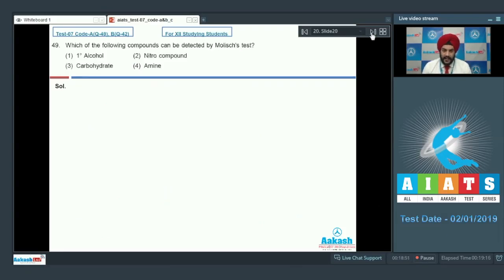Question number 49. So it is a fact-based question. Which of the following compounds can be detected by Molisch test? So students, we know that Molisch test is used for the detection of carbohydrates in a compound, and we have to select option 3 as the correct answer to our question. Let us look at the next question now.